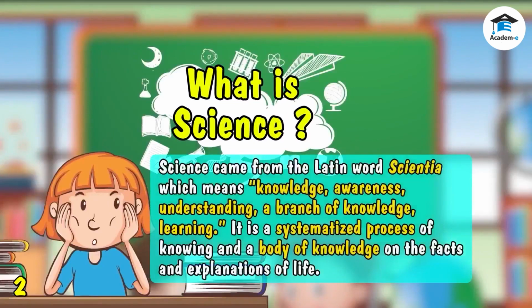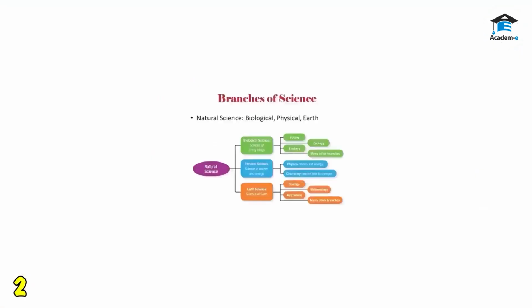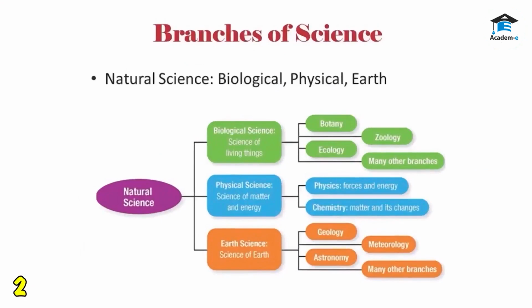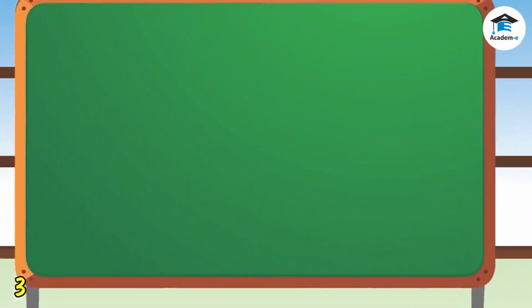Science came from the Latin word scientia, which means knowledge, awareness, understanding, a branch of knowledge, learning. It is a systematized process of knowing and a body of knowledge on the facts and explanations of life. As a body of knowledge, science is divided into several branches. As a process, scientists use different data and information processing skills in exploring the world. These science process skills can be applied in solving life problems and answering questions that you face every day.